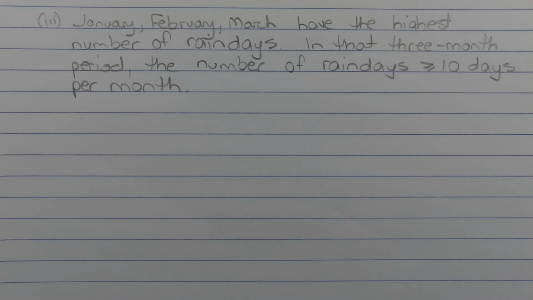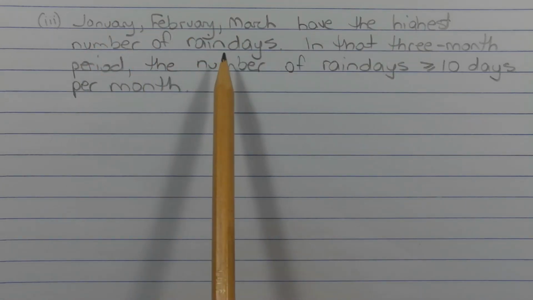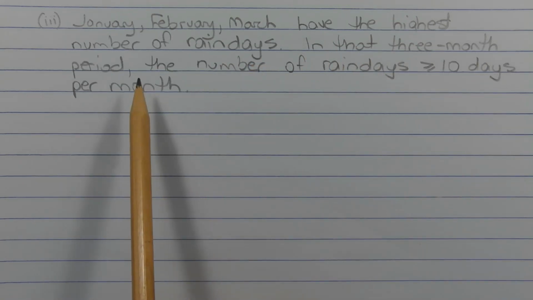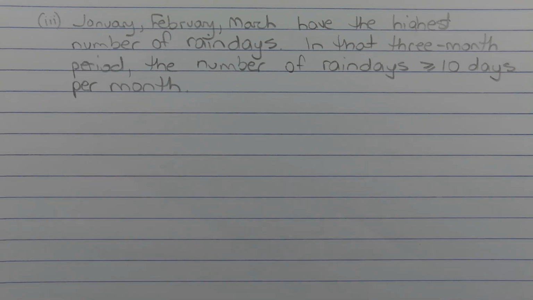So writing that as an answer, we can say that January, February, March have the highest number of rain days. In that 3-month period, the number of rain days is greater than or equal to 10 days per month.